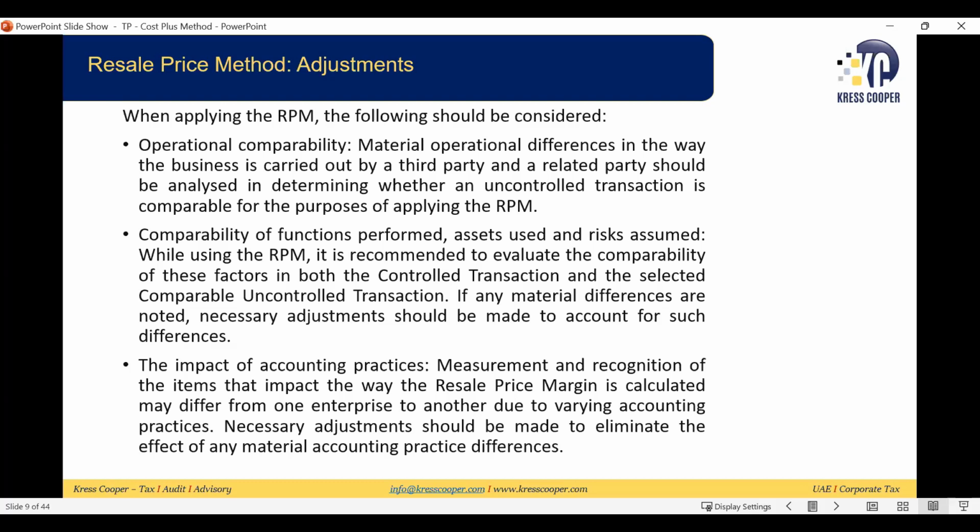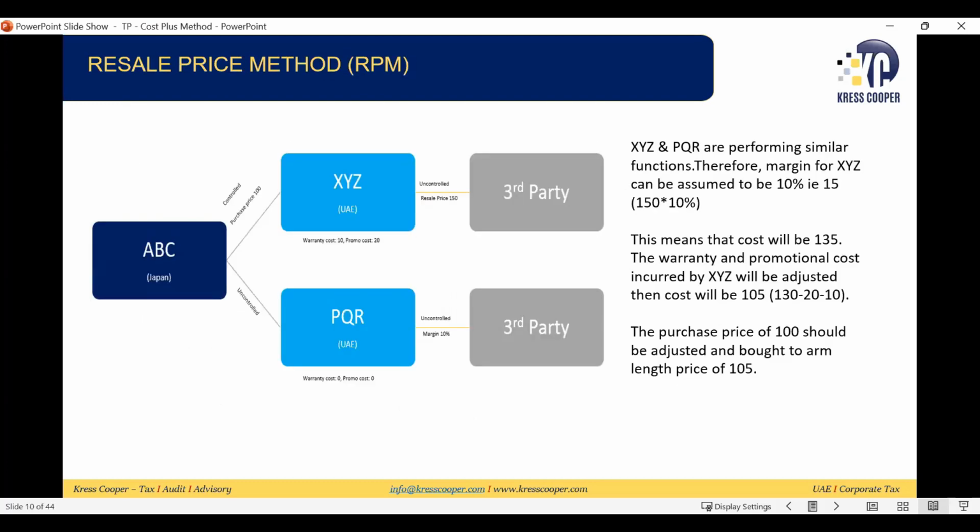If not, then we need to make this adjustment as well. So let's take an example here. ABC is a company in Japan, and it is dealing with two distributors in UAE: XYZ, who is a related party, and PQR, which is an independent party. XYZ is purchasing from a related party and selling to a third party. PQR is buying from an unrelated party and also selling to an unrelated party.